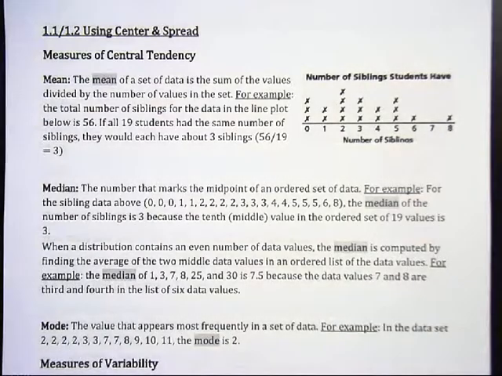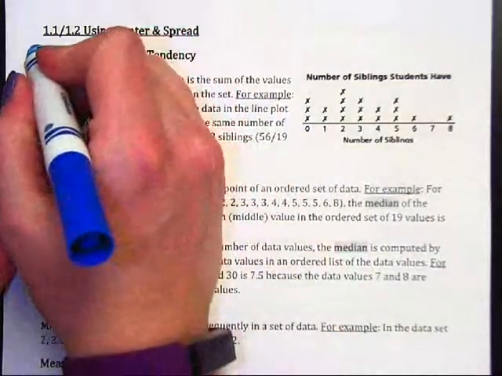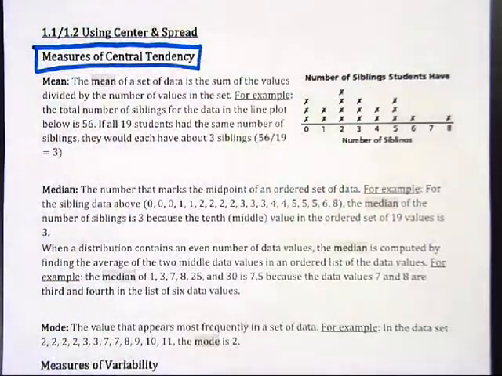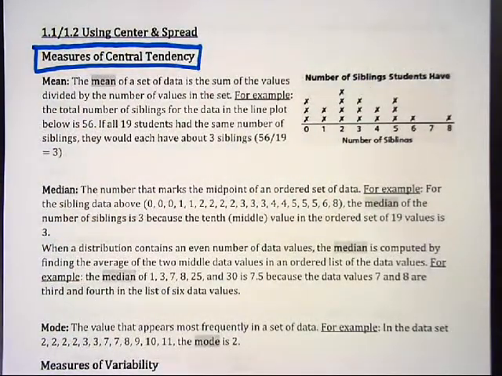This is the notes for using center and spread. Hopefully some of this vocabulary sounds familiar to us, and then some of it may be new. I'm going to go ahead and highlight the new part: the idea that we're going to call the measure of central tendency. There's three ways that we can find this center. Hopefully we've heard of each of these vocab words though.